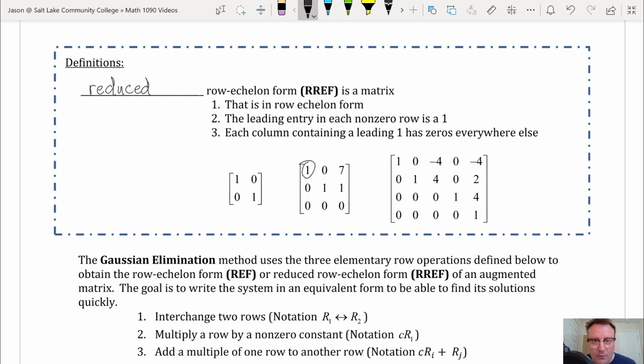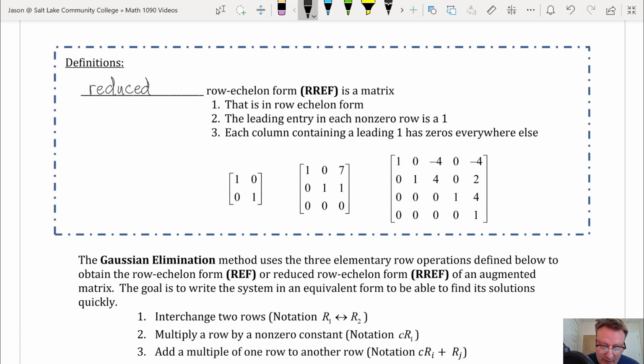The leading 1 for row 1 is there, and everything in its column is 0. So far, so good. And then the next leading 1 in row 2 is this one right here. And notice there's a 0 above and below. Okay. Now, notice the third row doesn't even have a leading 1, so there's nothing left to check.